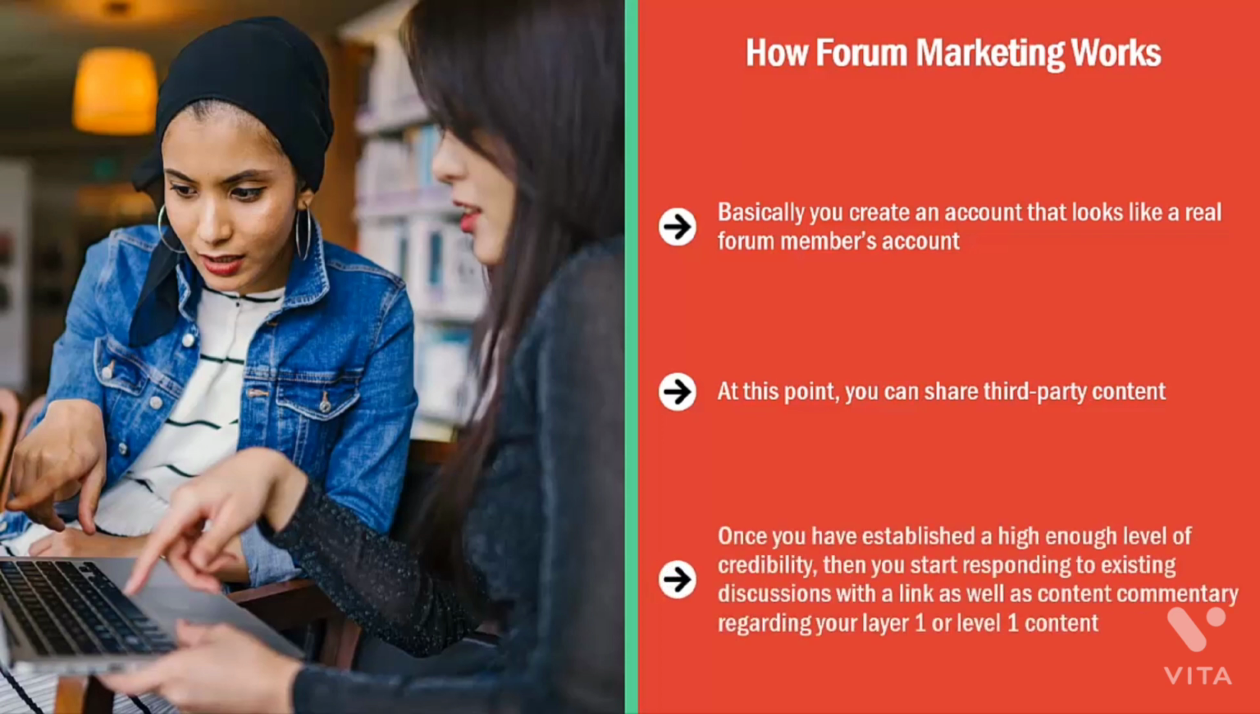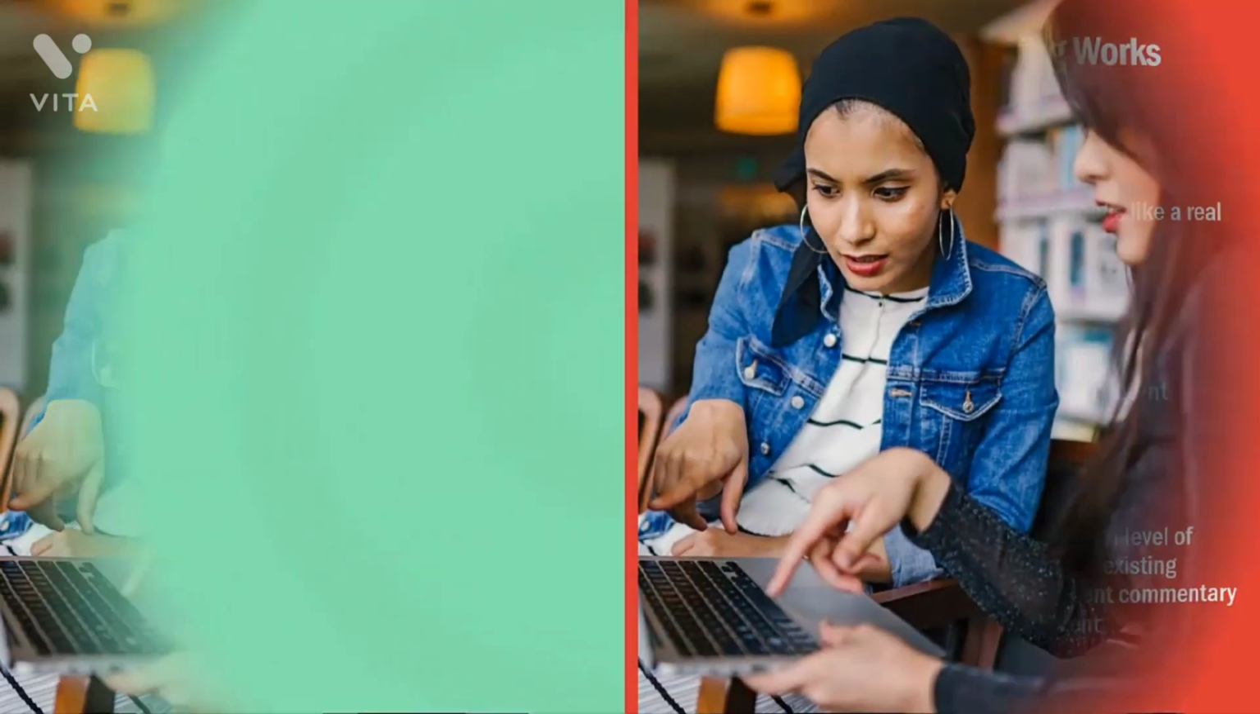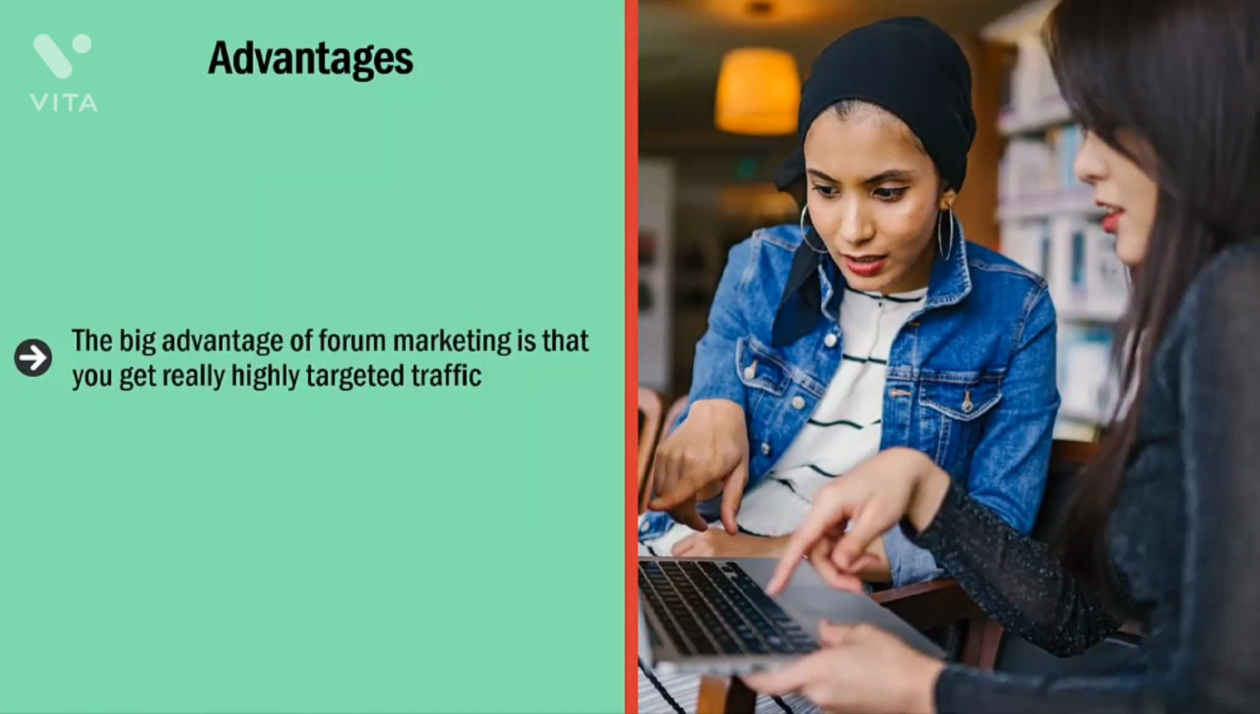Once you have established a high enough level of credibility, then you start responding to existing discussions with a link as well as content commentary regarding your Layer 1 or Level 1 content. Eventually, you should be able to have enough clout on the forums you're marketing to start discussions that directly talk about your own resources. Advantages. The big advantage of forum marketing is that you get really highly targeted traffic. These are people who are already talking about the problems that the affiliate products you're promoting solve. You are interacting with people who are directly interested in the solutions that you are promoting.